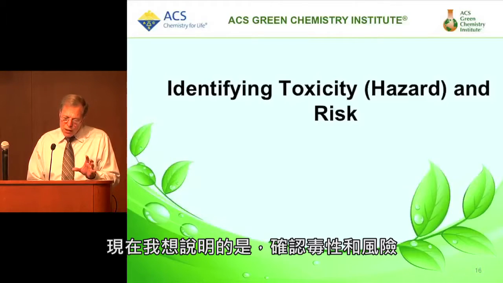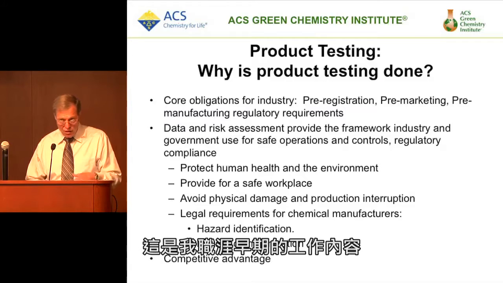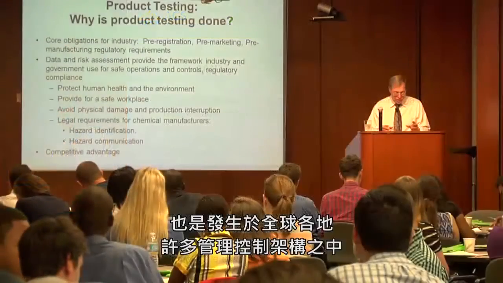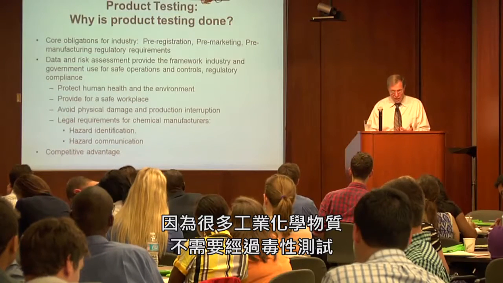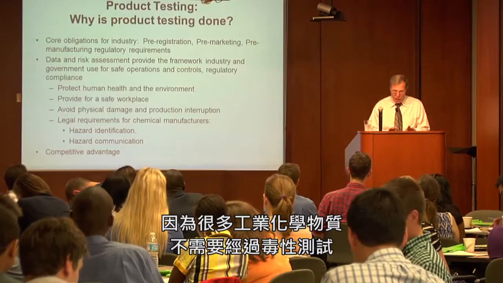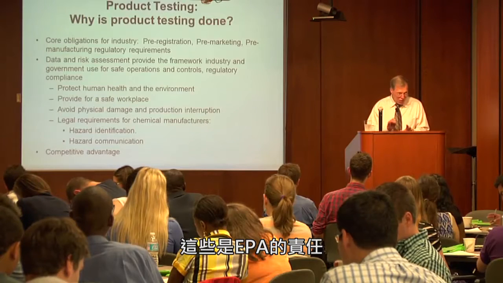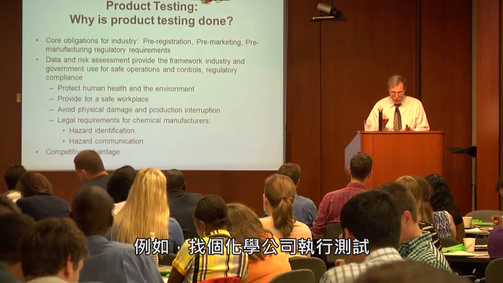Now what I want to do is identify toxicity and risk. And I'm going to talk a little bit about product testing. This is something I did a lot of earlier in my career, and it's something that happens around the world in a number of regulatory frameworks. TSCA gets a lot of play in this country as a law that for industrial chemicals does not require toxicity testing, but more it is the obligation of EPA, for example, to have a chemical company do the testing.